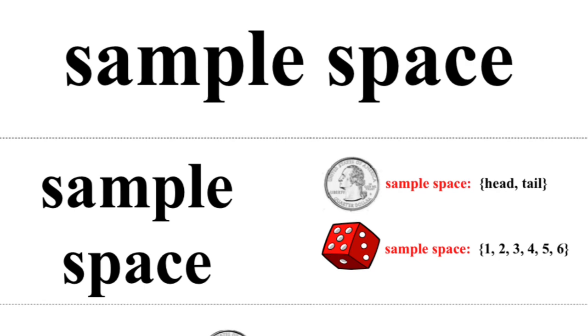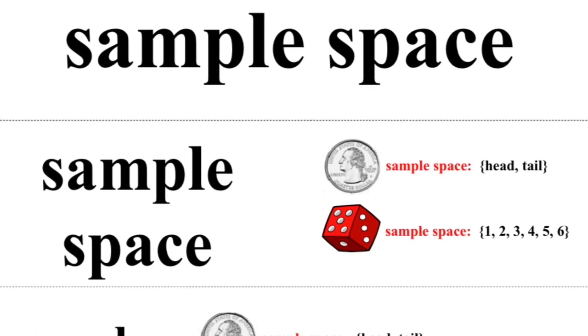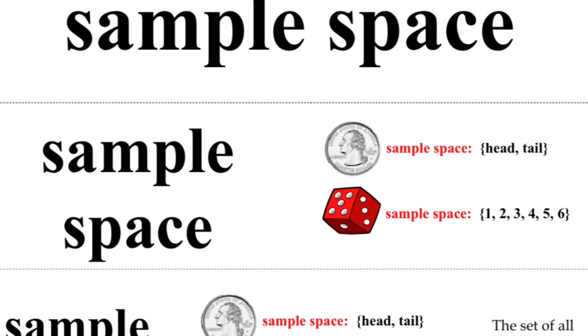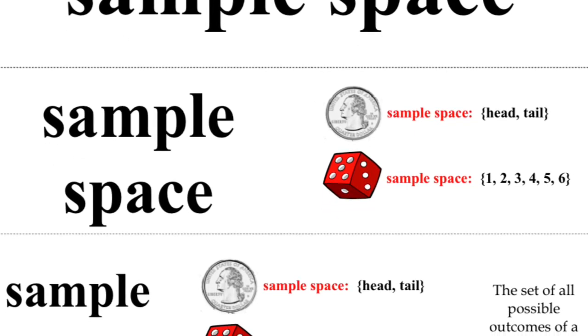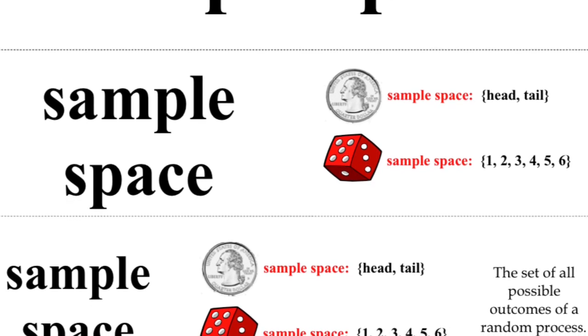A sample space is all the possibilities that a probability problem could have. For example, the sample space of a coin is either heads or tails, or a number cube is going to be 1, 2, 3, 4, 5, or 6.